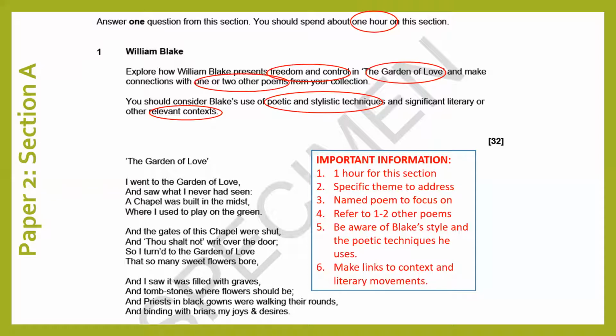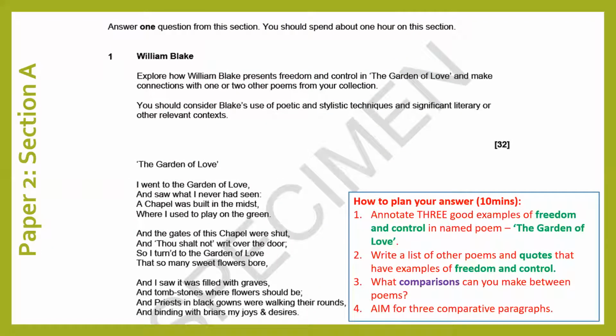Okay, so you get a named poem and a copy of the named poem in the exam, so you can annotate your named poem if you wish. This is how you should go about it. So you should spend at least 10 minutes planning. The better you plan, the better you'll answer. Otherwise, you write everything you know in the first paragraph and the rest of your essay will be absolutely rubbish.